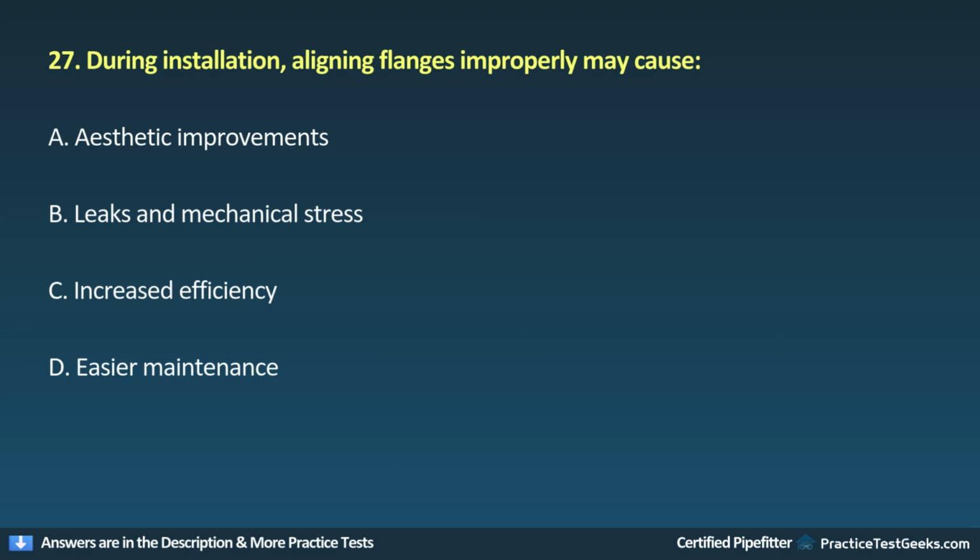27. During installation, aligning flanges improperly may cause: A. Aesthetic improvements. B. Leaks and mechanical stress. C. Increased efficiency. D. Easier maintenance.